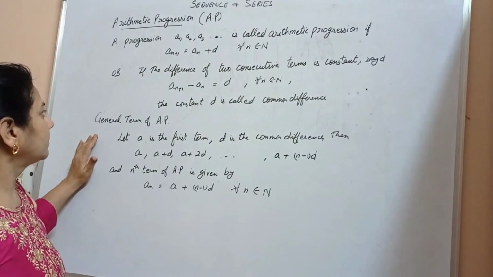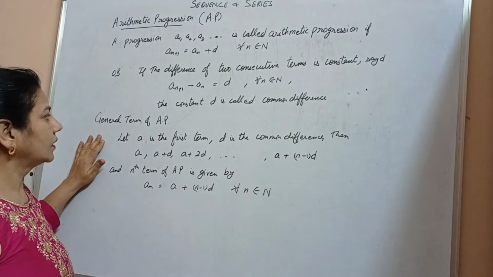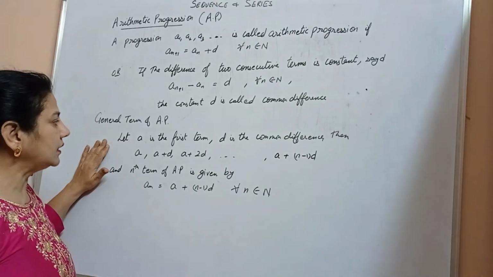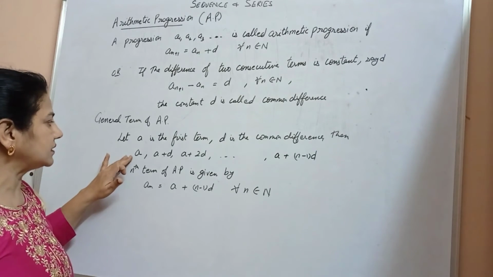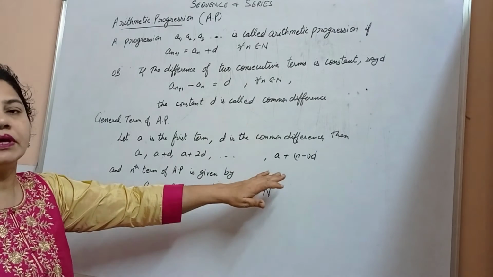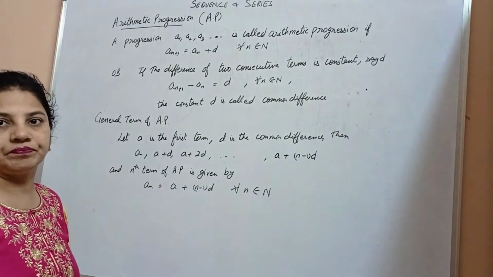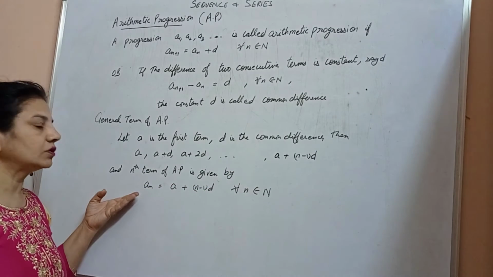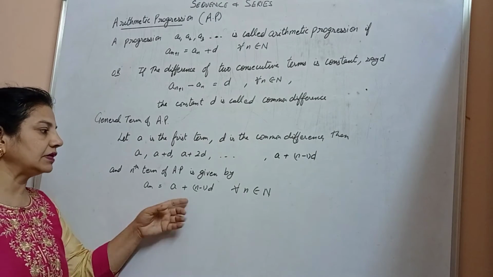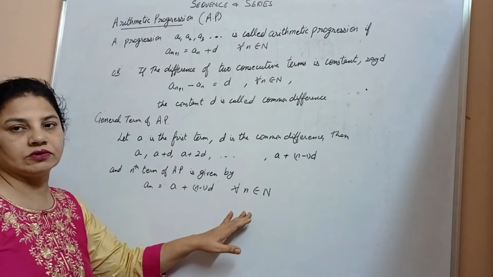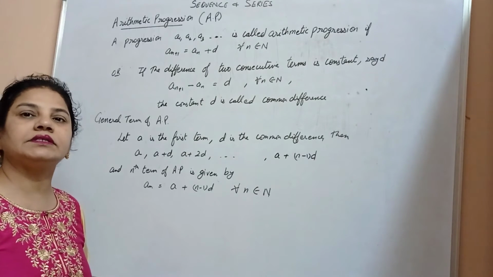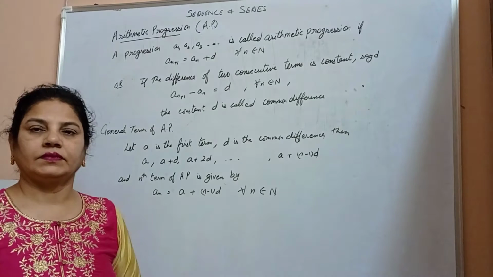General term of AP. Let A be the first term and D the common difference. Then the arithmetic progression is given as A, A plus D, A plus 2D and so on, up to A plus n minus 1 D. Then the nth term or the general term of the AP is given by An is equal to A plus n minus 1 D for all n belonging to N, where A is the first term, D is the common difference and n is the number of terms.